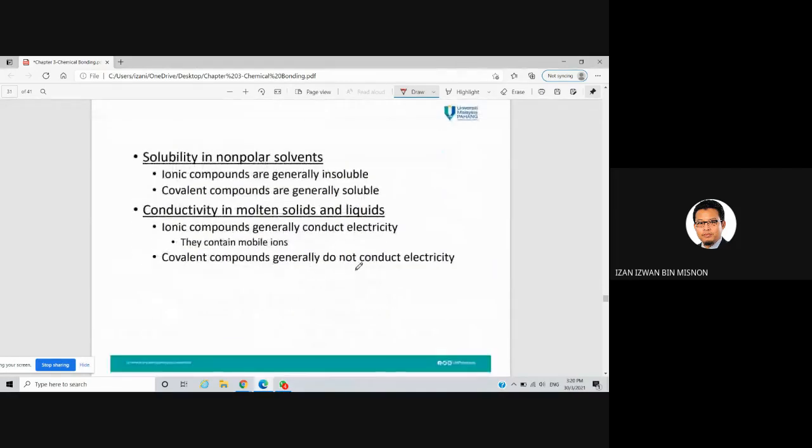Okay. Next is solubility in non-polar solvent. For a non-polar solvent, again, we can use hexane or heptane and so on. So this is 1, 2, 3, 4, 5, 6, 7, heptane. There is no polarity, meaning that it is a non-polar solvent. Ionic compounds are generally insoluble. So sodium chloride will not dissolve in heptane. But let's say we have pentane, a five-carbon chain. It dissolves in a non-polar solvent.